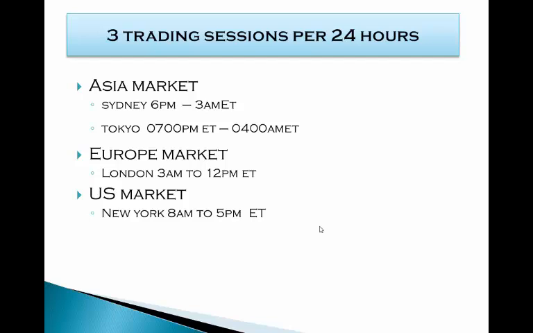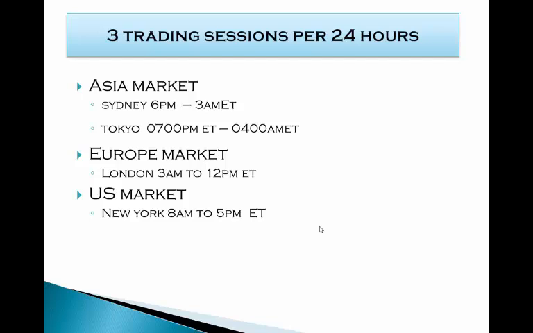The Sydney market opens at 6 p.m. Eastern time, right? 6 p.m. Eastern time means in Singapore it is 6 a.m. It's just the opposite, right? So the Sydney market closes at 3 a.m. Eastern time, which means that at 3 p.m. Singapore time the Sydney market closes.